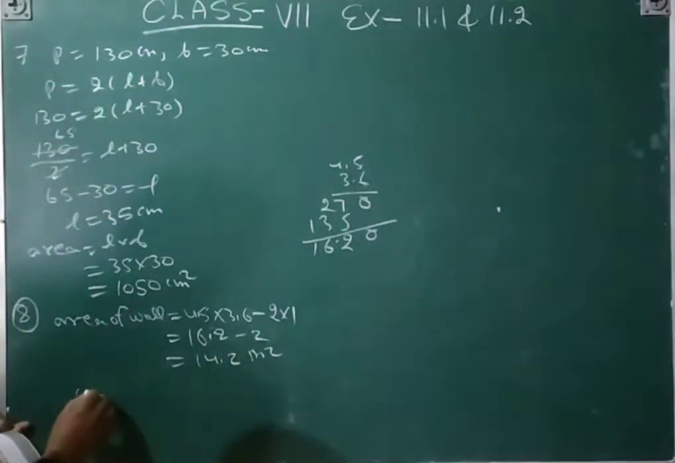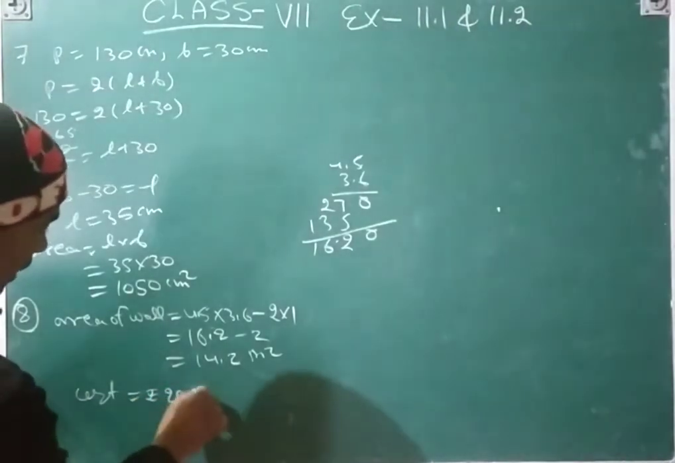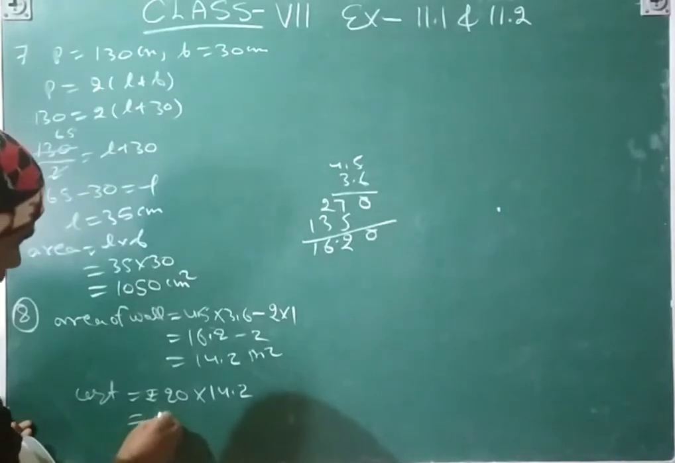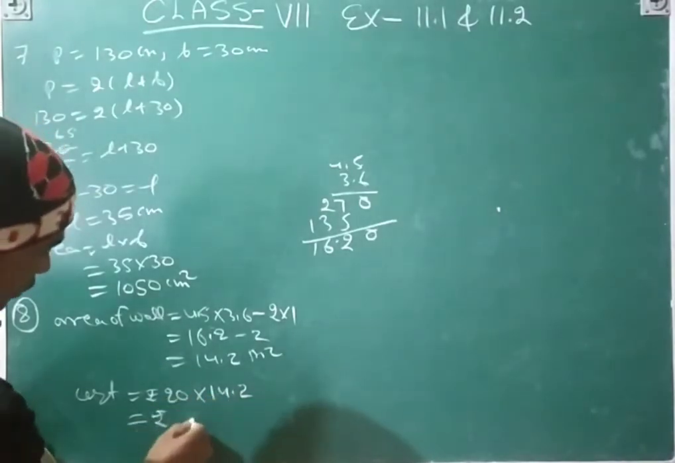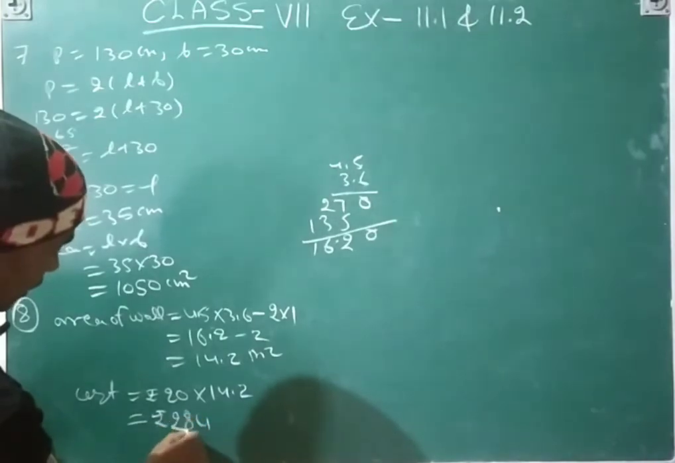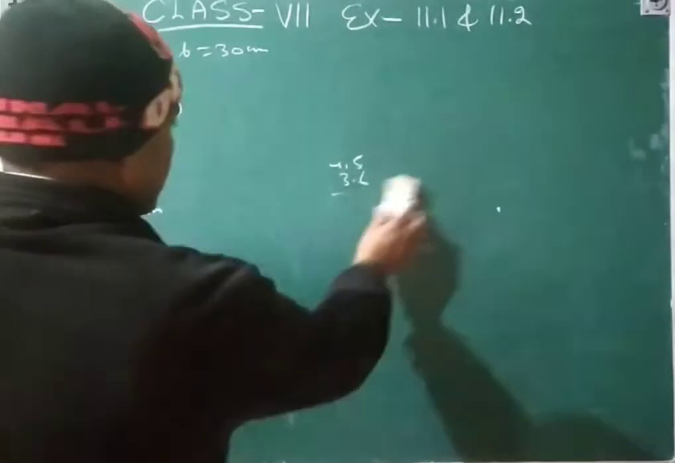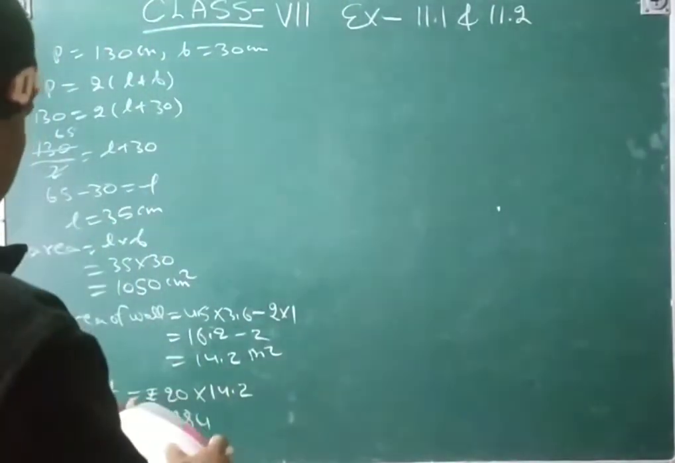And then we will find the cost. Cost is equal to rupees 20 multiplied by 14.2, with the decimal reduced. So 2 2 ja 4, 2 4 ja 8, 2 1 ja 2, that is 284 rupees. Thus this exercise is done.